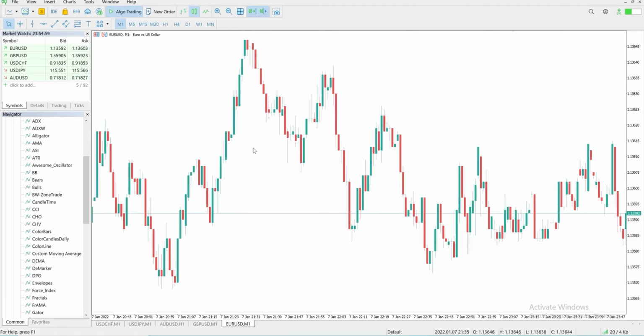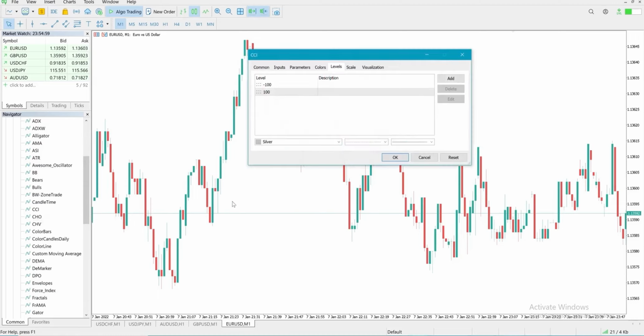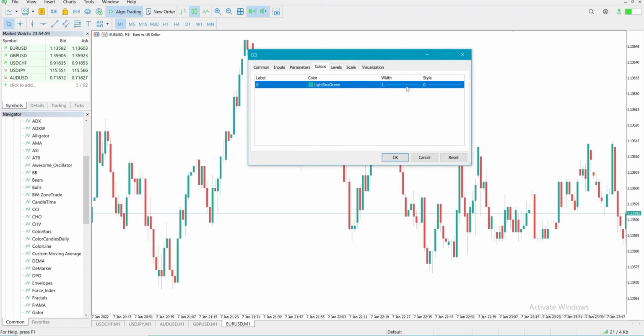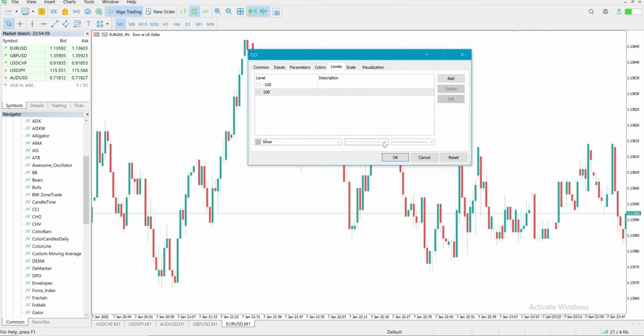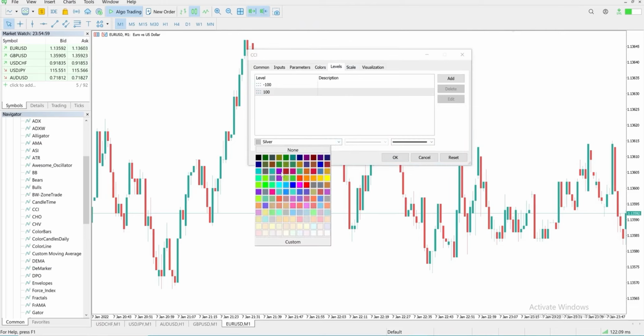Alright dear friends, here you can see the MetaTrader platform. From the indicators section on the left, I'm going to add the CCI Commodity Channel Index to the chart. I won't change its settings for now. I'll just increase the line thickness a bit so you can see it better in the video. I'll leave the colors as they are and make the levels a bit darker. Changing them to black should improve visibility.